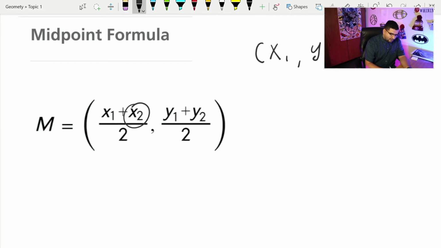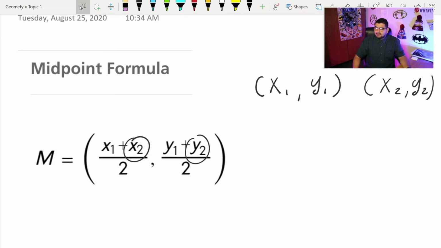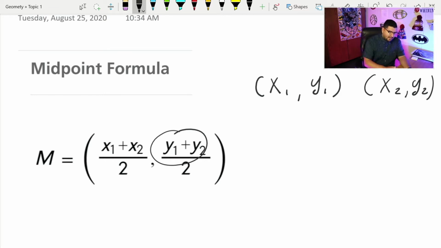X2 and Y2 are referring to the X and Y of a second point. So we need 2 points in order to begin using this formula, and what we're doing is we are adding the X components. So we take the X value from 1 point and the X value from a second point, we add those up together, and then we divide it by 2, almost as if we're averaging them. Then we do the same for the Y. We take the Y component of the first point and the Y component of the second point, add them together, and divide them by 2. And this is how we find the midpoint to any line segment.